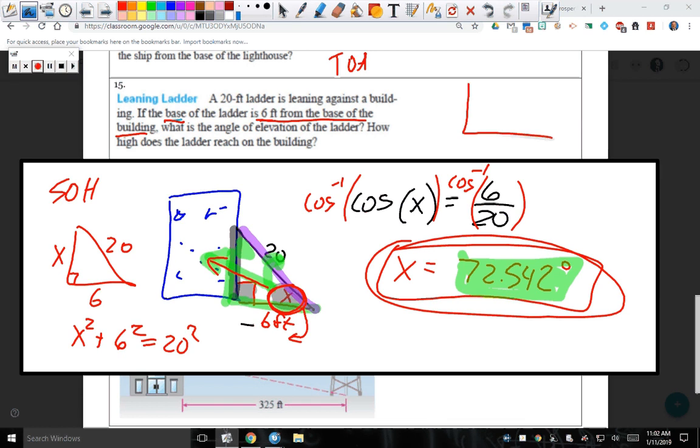So we have our triangle. Here's 20, here's 6, and now here's our new angle that we solved. We're saying the tangent of 72.542 is equal to what? Anybody? Is equal to what? Opposite over adjacent. X over 6. Okay?